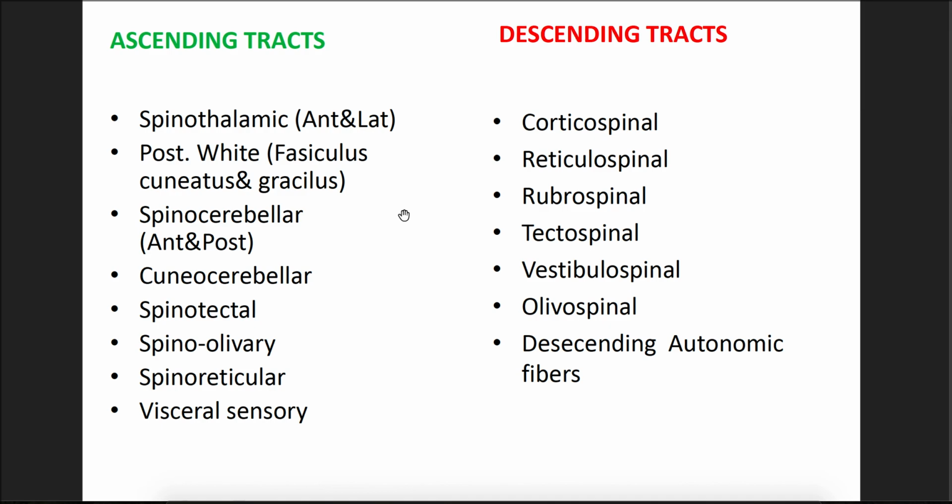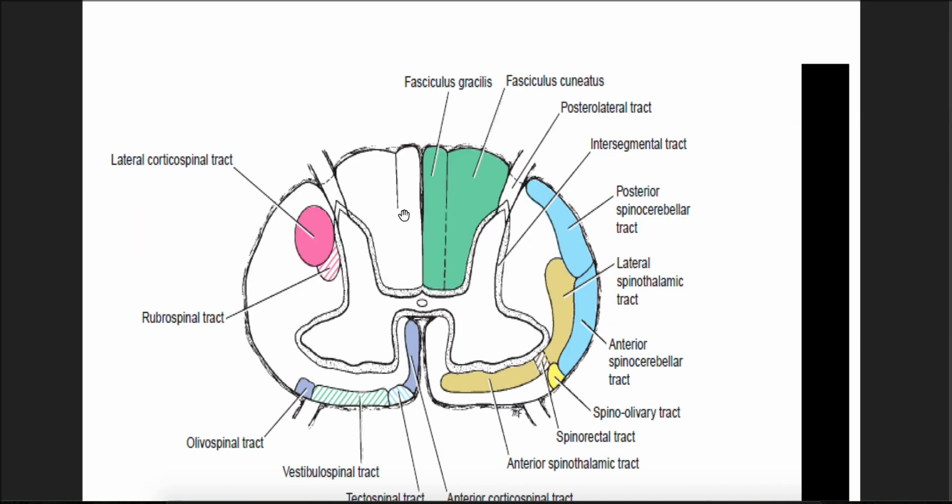So we have lateral and anterior spinothalamic tracts, we have fasciculus gracilis, fasciculus cuneatus, we have anterior and posterior spinocerebellar, we have cuneo-cerebellar, and then we have smaller tracts which are for specific sensory input: spinotectal, spinoolivary, spinoreticular, and visceral sensory. Now, I just want you to see this picture.